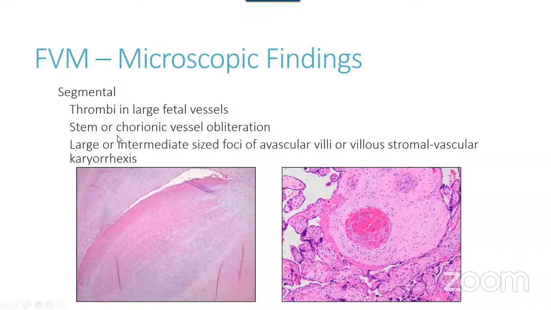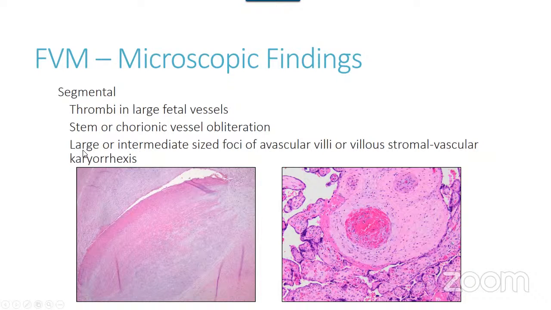You can also get stem or chorionic vessel obliteration, which is what we're seeing here. It's kind of like what you see in villous stromal vascular karyorrhexis. It's just happening more upstream, where the vessel is starting to disintegrate and disappear. You have extravasation of the red blood cells. You're losing the vessel wall. And over time, this will end up being completely obliterated and you won't be able to see the vessel at all. You can see it's surrounded by villous stromal vascular karyorrhexis in the terminal villi as well. And that is what we're referring to here.